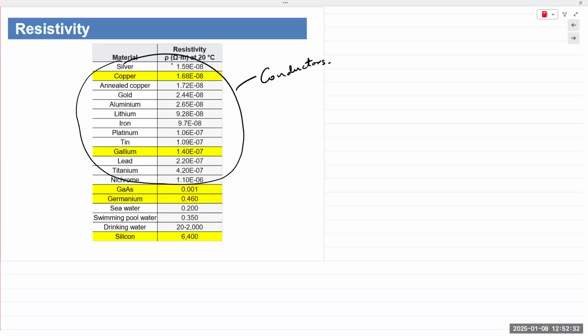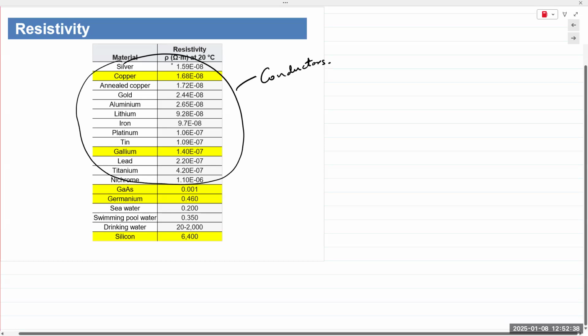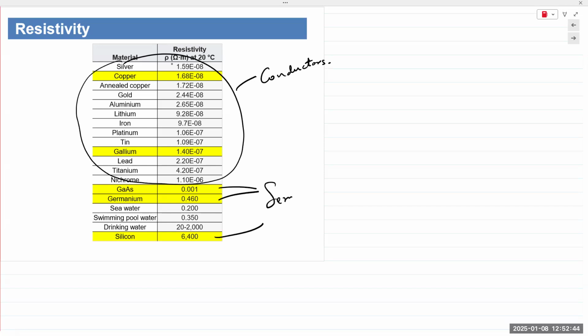And then at the bottom here are your semiconductors: germanium, silicon, and gallium arsenide. They are all semiconductors. So this is one material property that we use to classify materials. The other that we use is known as the energy band gap.